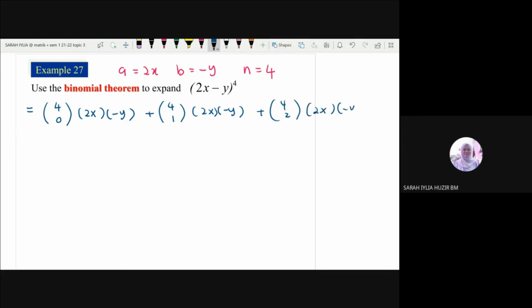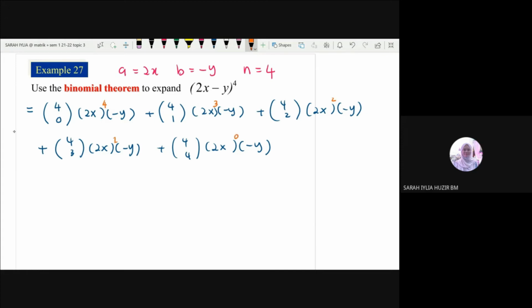Benda ni leceh lah, tapi senang nak dapat markah. Dia bosan je sebenarnya kita kena tulis panjang-panjang sebab kita meng-expand. Alright, 4C4, 2x and then negative y. Dah cukup sampai situ and then for power, ulang konsep yang tadi. For the first term, your power start dengan highest one, so 4 and then decrease one by one. So 4, 3, 2, 1, 0.